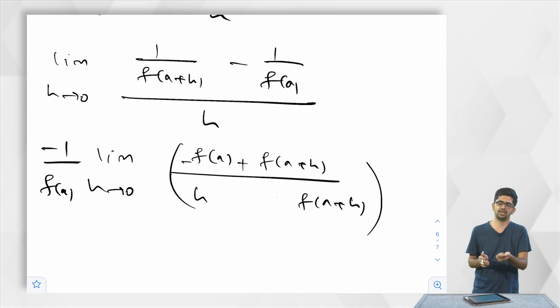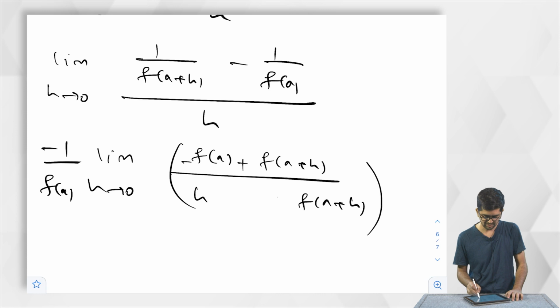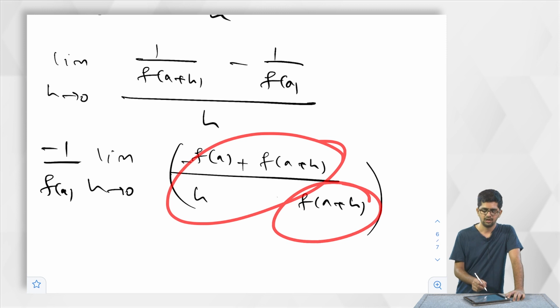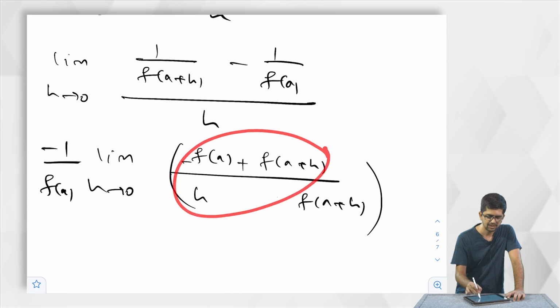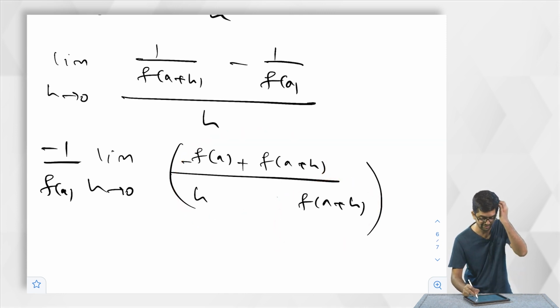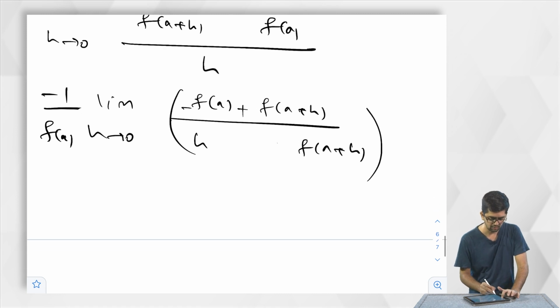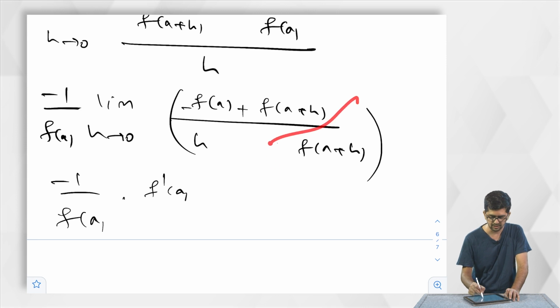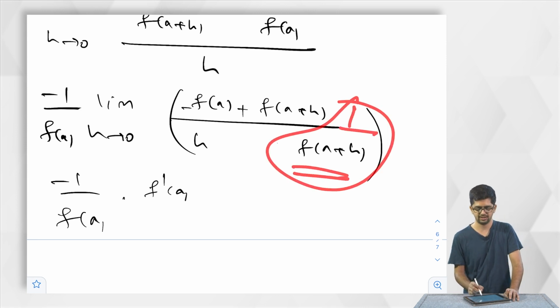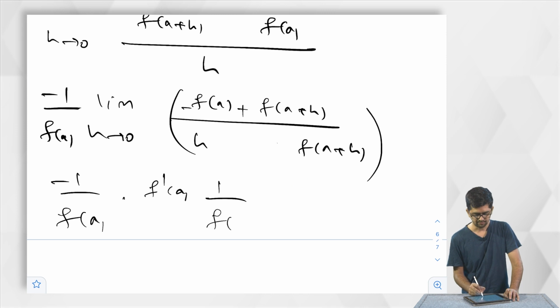Then we use the same previous formula. If I am talking about the limit of a product of two functions, this is a product of two functions. One function is this, one function is this. I know the limit exists for this function, the limit exists for this function. So the limit exists for the product of these two functions. The limit is the limit of this times the limit of this. We should be thinking of it as 1 by. So now this is minus 1 by f of a times the limit of this function, which is f dash of a, and the limit of this function, 1 by f of a plus h, is 1 by f of a.